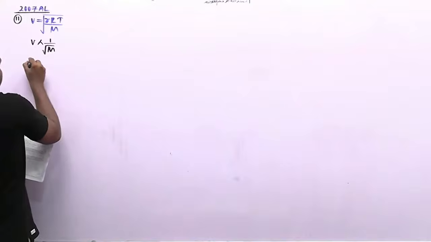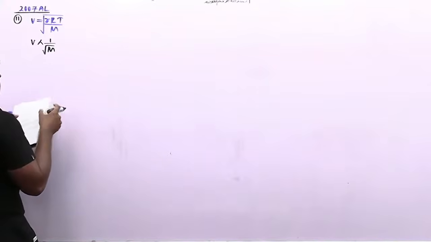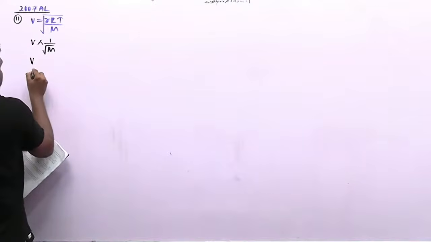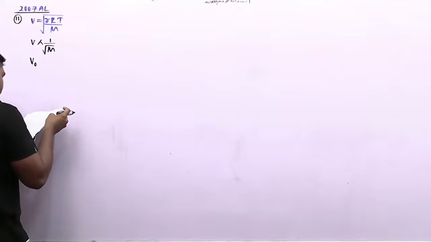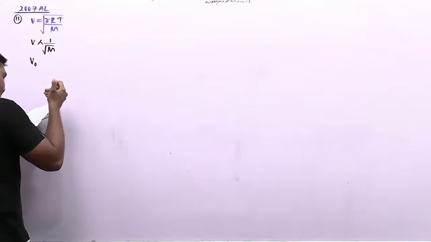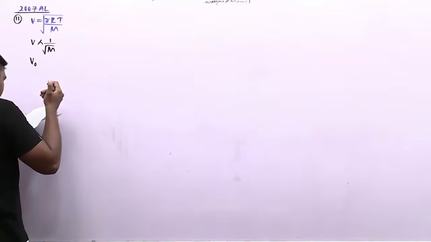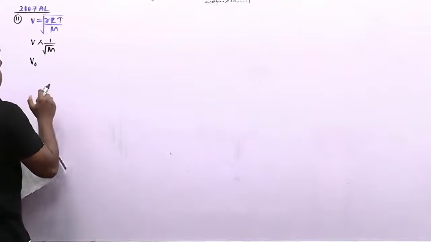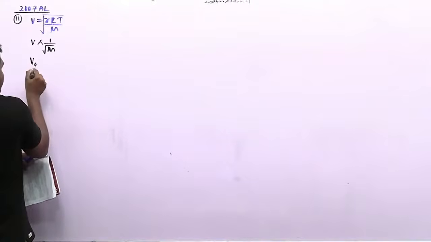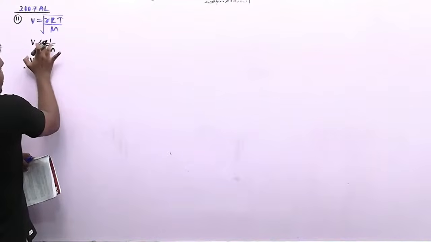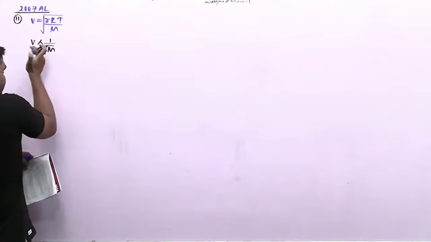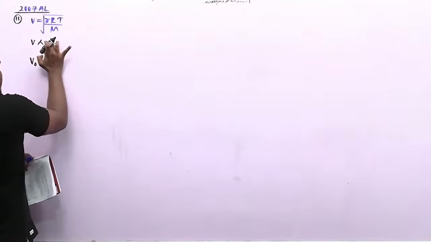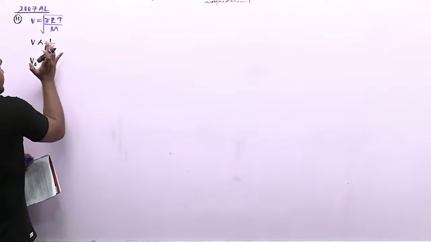Let's see what they're telling first. An organ pipe filled with oxygen has a fundamental frequency F naught. Then the pipe is filled with hydrogen at the same temperature and pressure, and we need the new fundamental frequency. Let's say velocity of sound in oxygen is V naught. Using this proportionality, we can easily write V naught over VH equals root of MH over M naught.